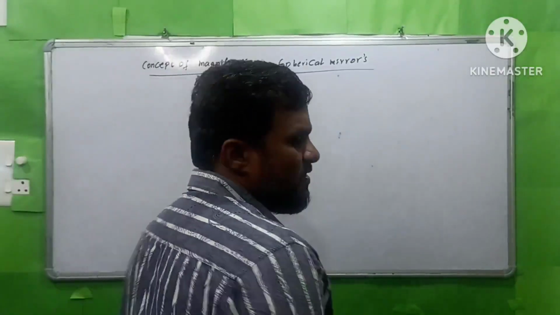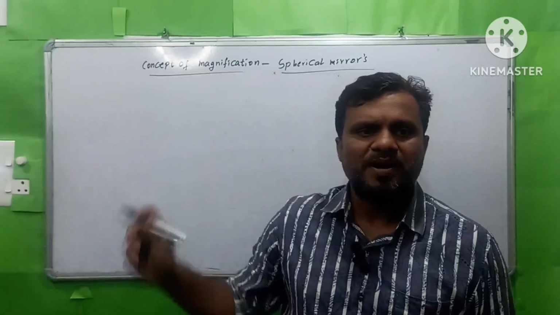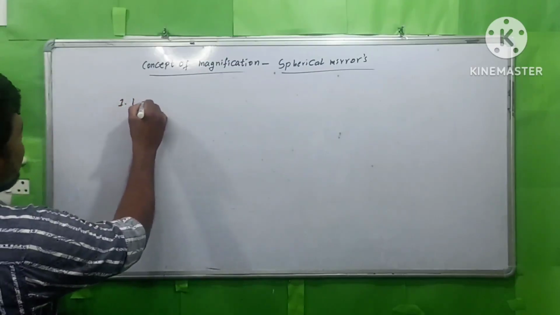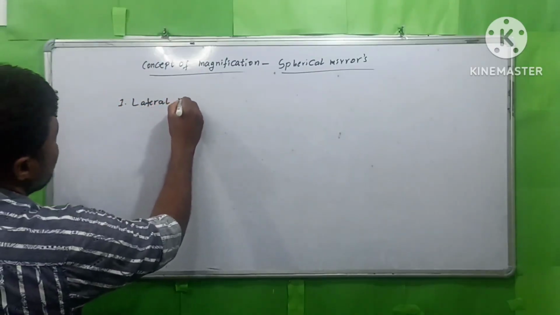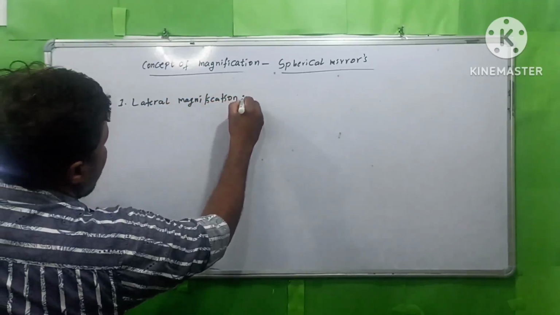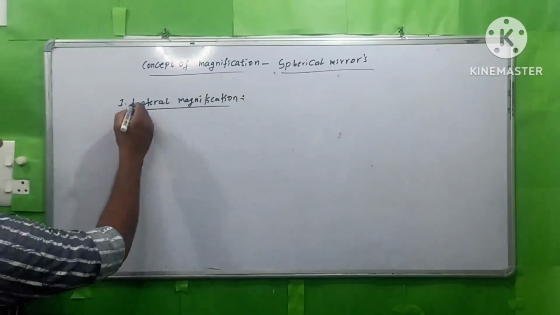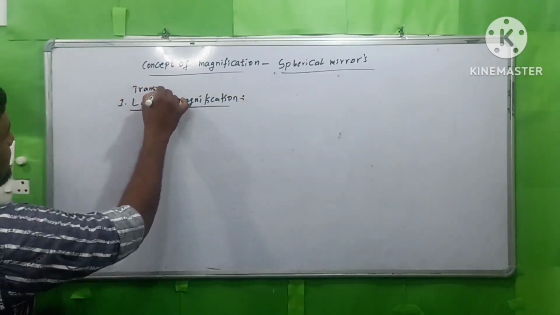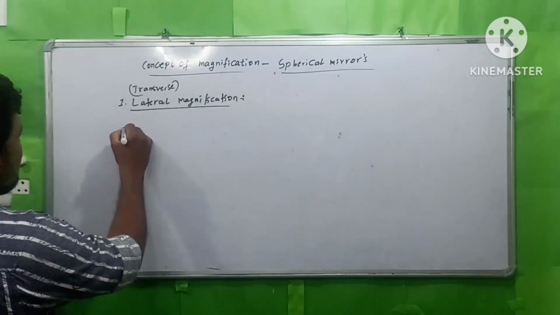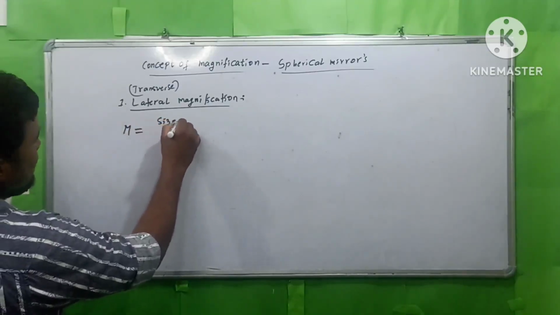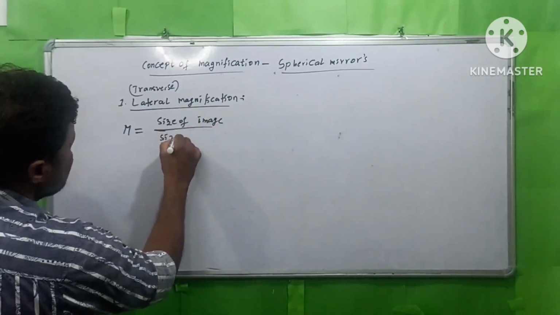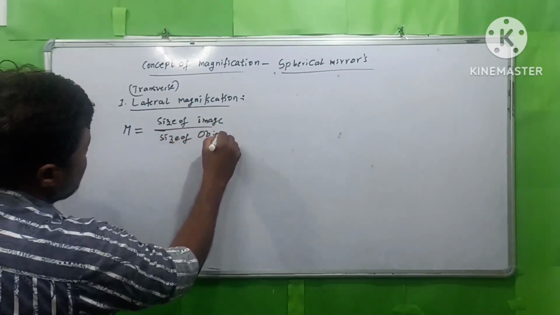Hi students, now we will discuss the concept of magnification in the case of spherical mirrors. Firstly, I will discuss lateral magnification, or transverse magnification. Another name is transverse, lateral or transverse magnification. Actually, magnification can be defined as size of image unto the size of object.